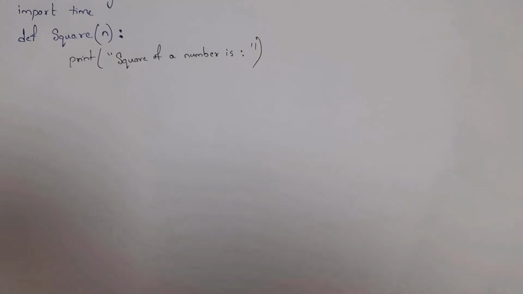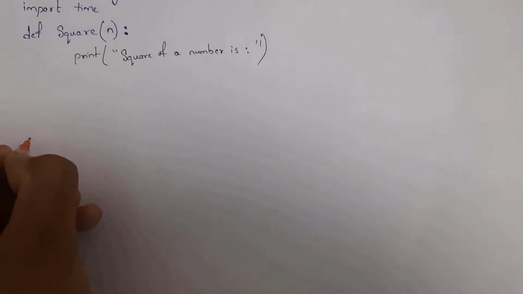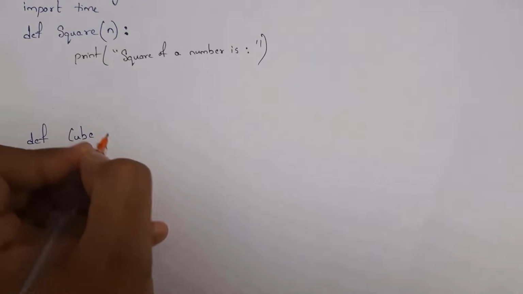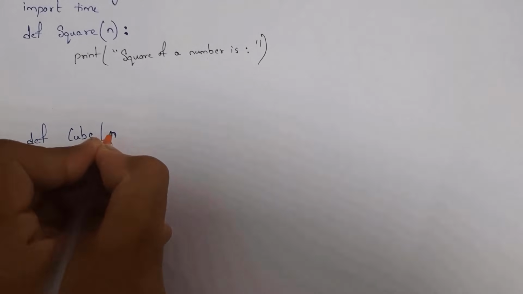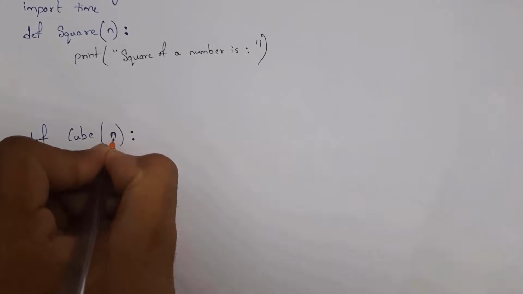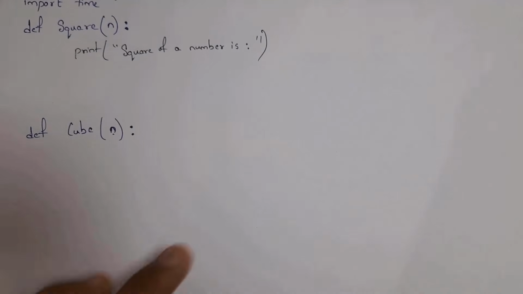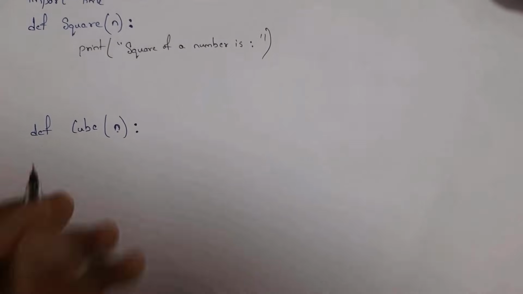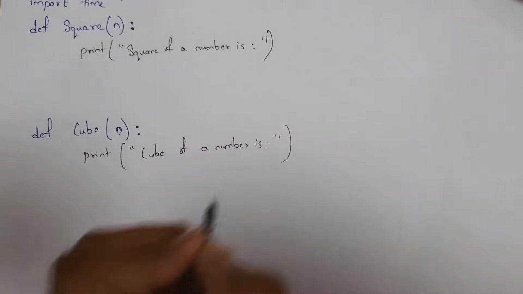Similarly I am taking another function in order to find the cube. So just write def, that is define. I want to find the cube, so I am taking the function name as cube, and here also you need to give the parameter n. n will store numbers from 1 to 5. Whenever we give numbers, these numbers are stored in parameter n. Again inside this I am writing a statement like print "cube of a number is" and close the bracket.